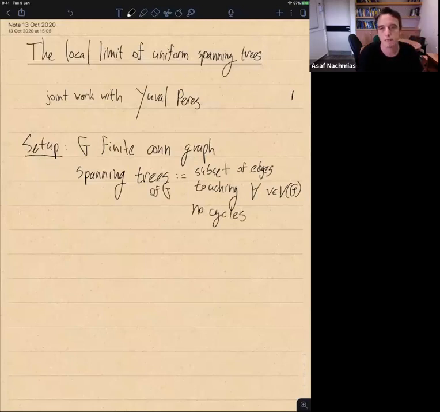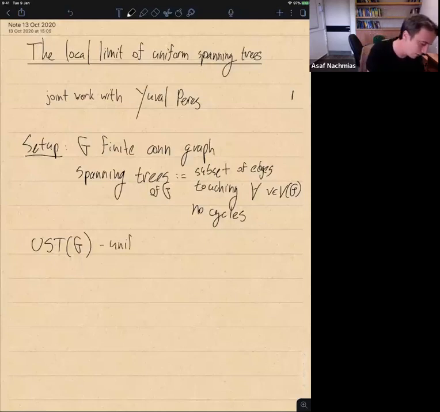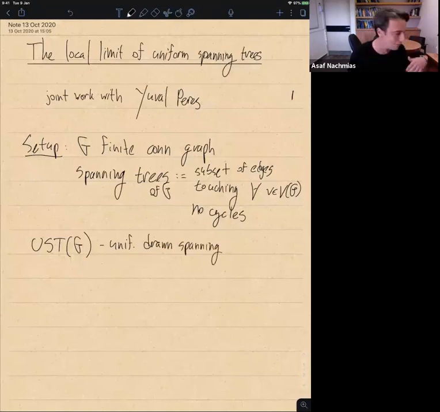This is a finite set, and I will usually write UST of G for either the probability measure you get by sampling one of these trees uniformly at random, or just for a sample from this set. So this is a uniformly drawn spanning tree. I'll try not to give you a history of this model. It is a very popular model in probability, combinatorics, and statistical physics, and it is actually known how to sample or enumerate these things.